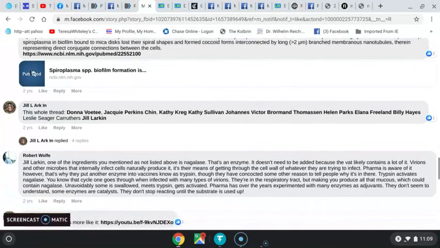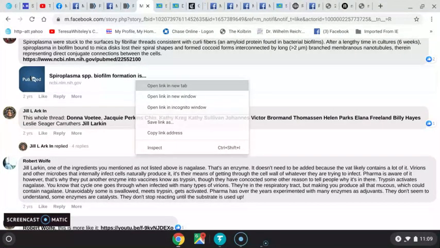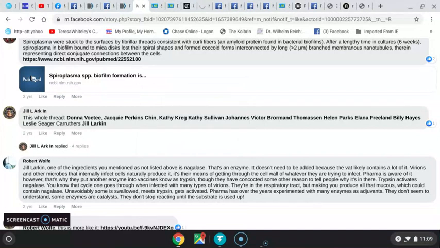Spiroplasma were stuck to the surfaces by fibrillar threads consistent with curly fibers and amyloid protein found in bacterial biofilms. After a lengthy time in culture, 6 weeks, spiroplasma and biofilm bound to mica discs lost their spiral shapes and formed coccoid forms interconnected by long branching membranous nanotubes, representing direct conjugative connections between the cells.